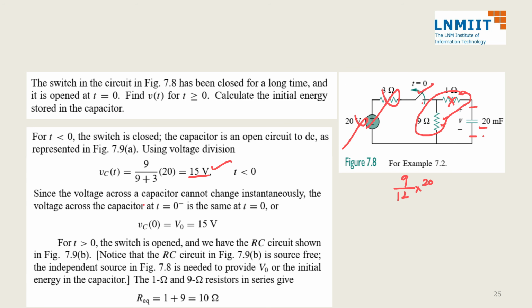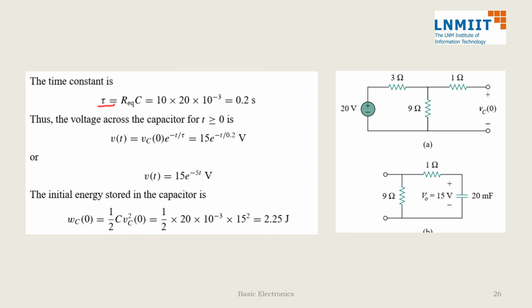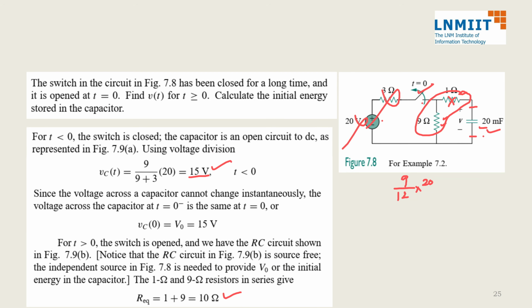That means R is 10 and C is 20 millifarad. With this information, I can calculate tau. I got tau. So what is Vt? V naught e raised to power minus t by tau. V naught was 15, and this is the answer we got. After that, if I ask any other parameter like what is the current in this or how much voltage is across 1 ohm, we can easily derive. So this is about first order RC circuits without any source. Keep learning. Thank you.